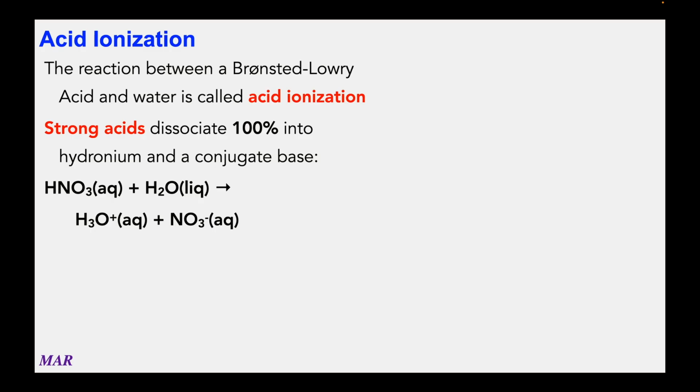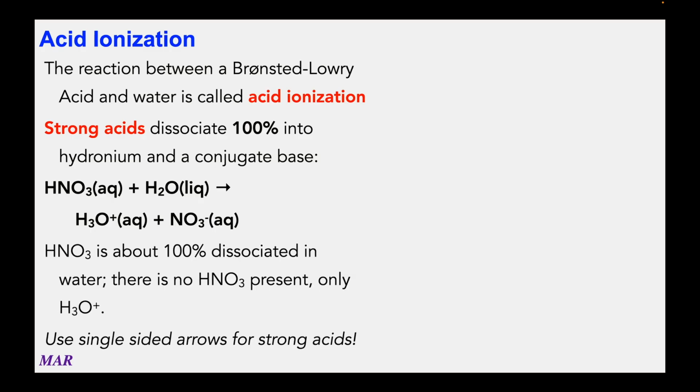Now, the amount that an acid ionizes reflects how strong the acid or base is. And first we'll talk about strong acids. Strong acids dissociate 100% into hydronium and a conjugate base. So for example, if you have a solution which is labeled HNO3(aq), you honestly don't have HNO3. What you have is almost pure hydronium. So if it was 3 molar HNO3, you'd have 3 molar hydronium. And you'll also have the conjugate base of HNO3, which in this case happens to be nitrate. So that's kind of an interesting thing. Strong acids break up 100% into their conjugates and hydronium. Nitric acid is about 100% dissociated. There's no nitric acid present. It's only hydronium and nitrate.